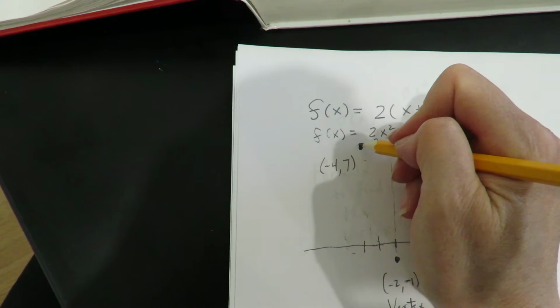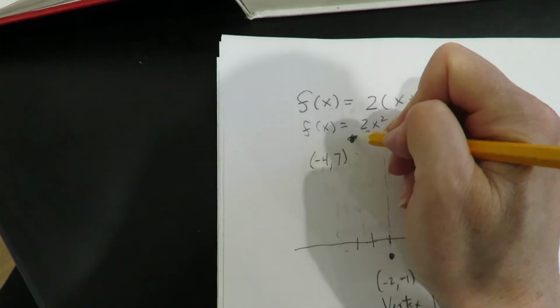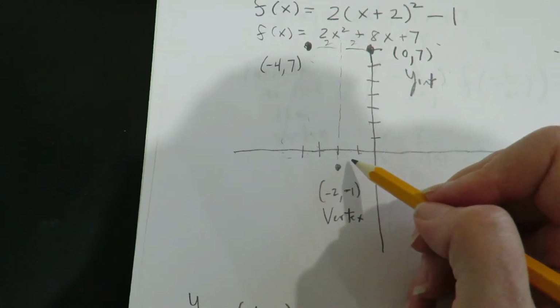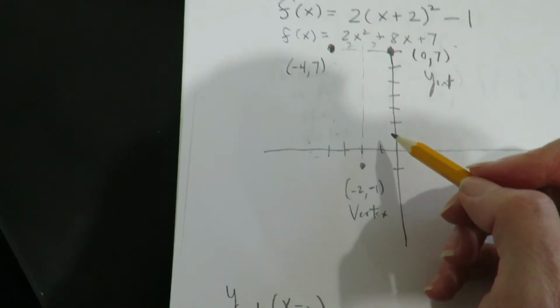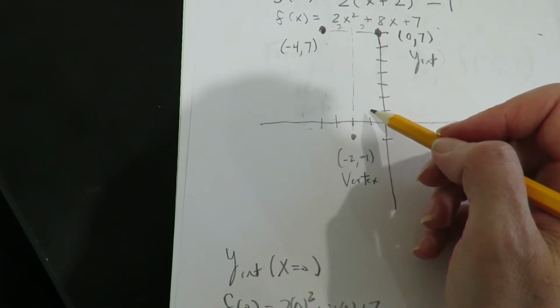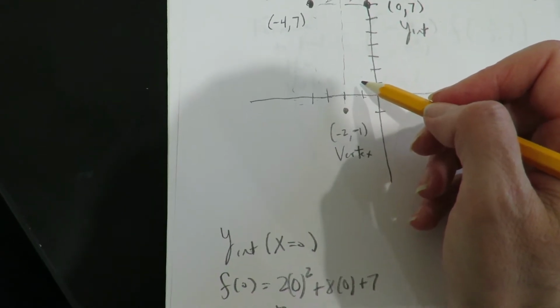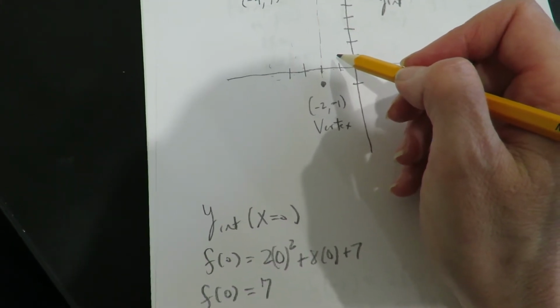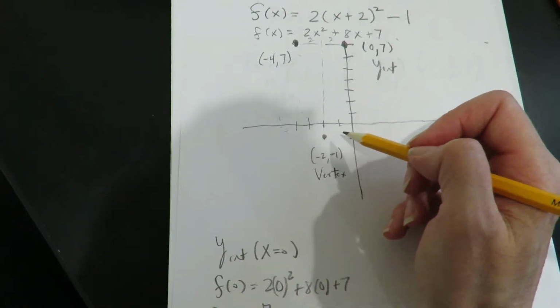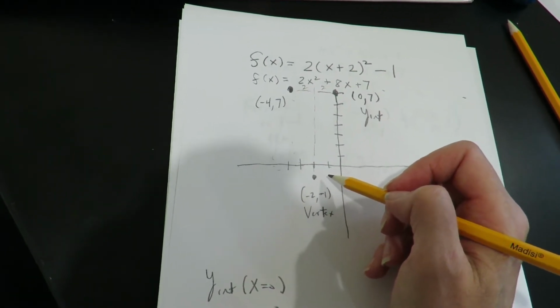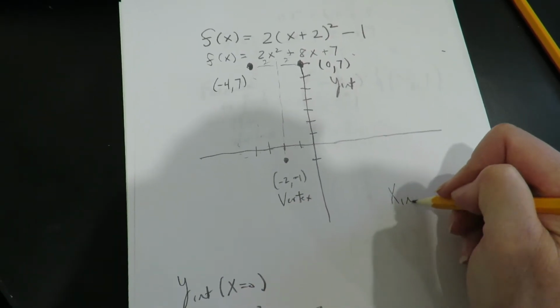Now this one, and I mentioned this earlier, but it's good to always hear it a few times. This one has x-intercepts. It's going to cross here. Not all parabolas have x-intercepts. Some parabolas have x-intercepts that are easy to find, and some parabolas have x-intercepts that are not easy to find. Okay? So, here we go.